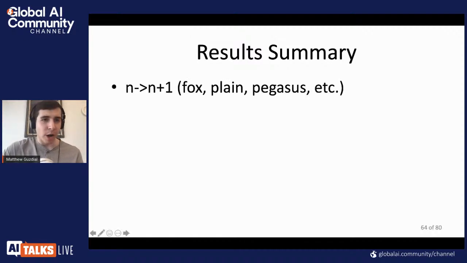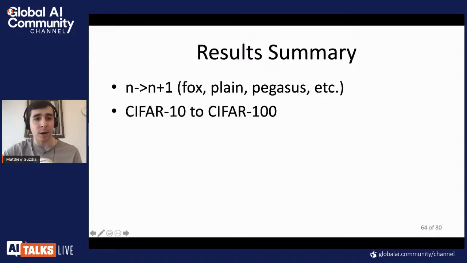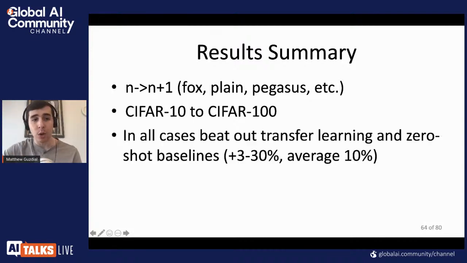So when we were trying to do this problem of going from N, the original 10 classes from CIFAR-10, to N plus 1, introducing things like foxes or planes or Pegasus, etc., we also tried to go from CIFAR-10 all the way to CIFAR-100, which is 100 new image classes. So going from the 10 I told you to 100 new ones. And in all cases, we beat out transfer learning and zero-shot baselines, standard ones that didn't require any extra knowledge or information, by roughly 3 to 30% accuracy, with an average of roughly 10% accuracy beating out these existing approaches.